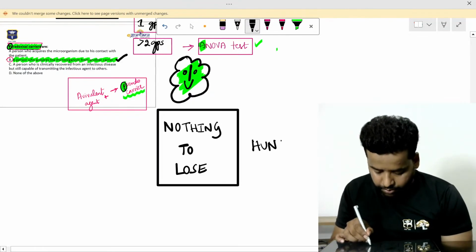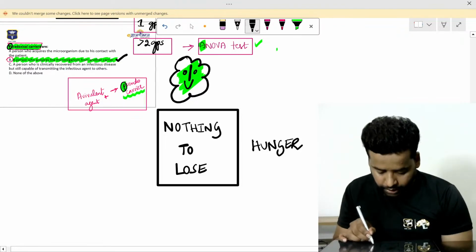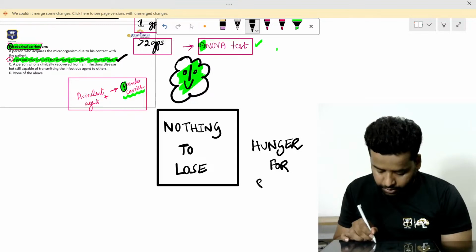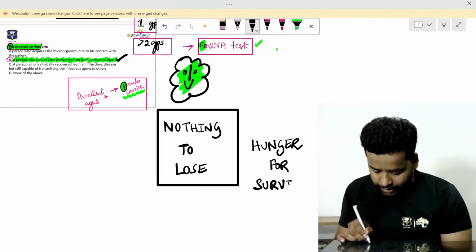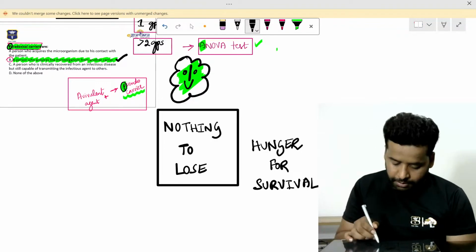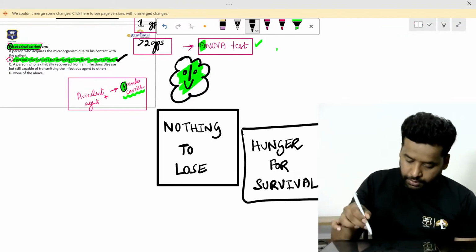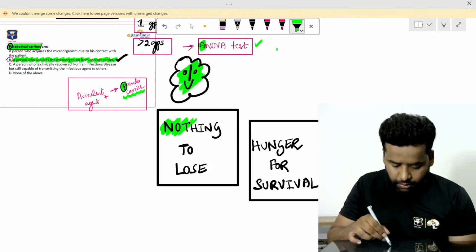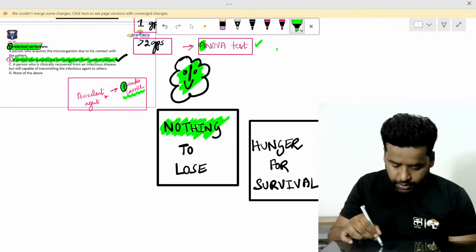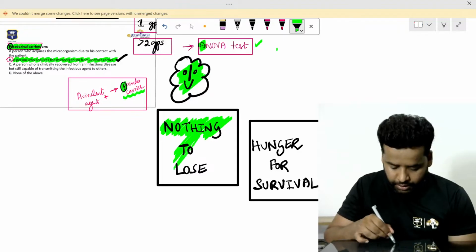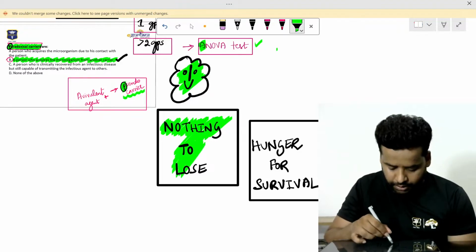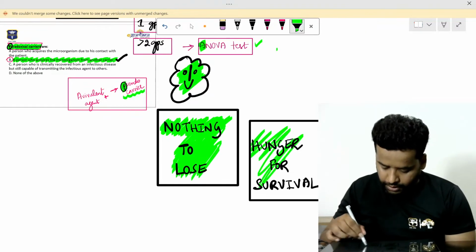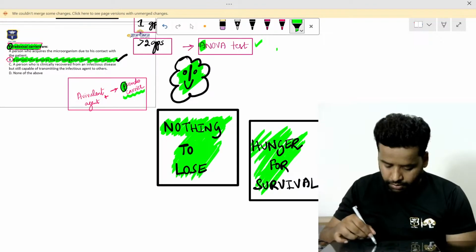Usually I use two words whenever I'm signing something: nothing to lose and hunger for survival. These are my words usually when I am writing something. These two things keep me pushing towards something. There is nothing called perfection, there is always a way to improve, always scope for improvement. Just keep on doing something better than yesterday. Nothing to lose, hunger for survival, these two words keep me going always.